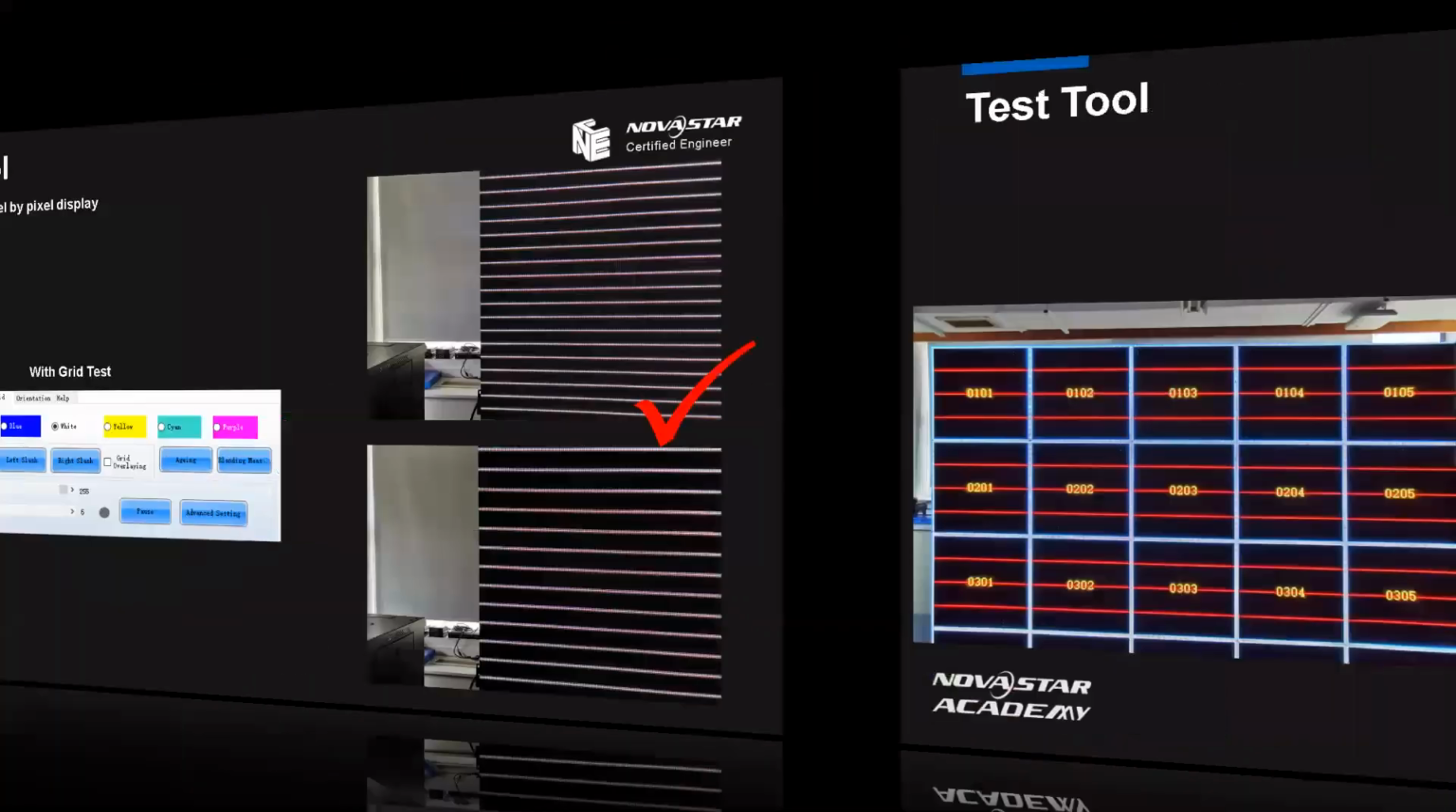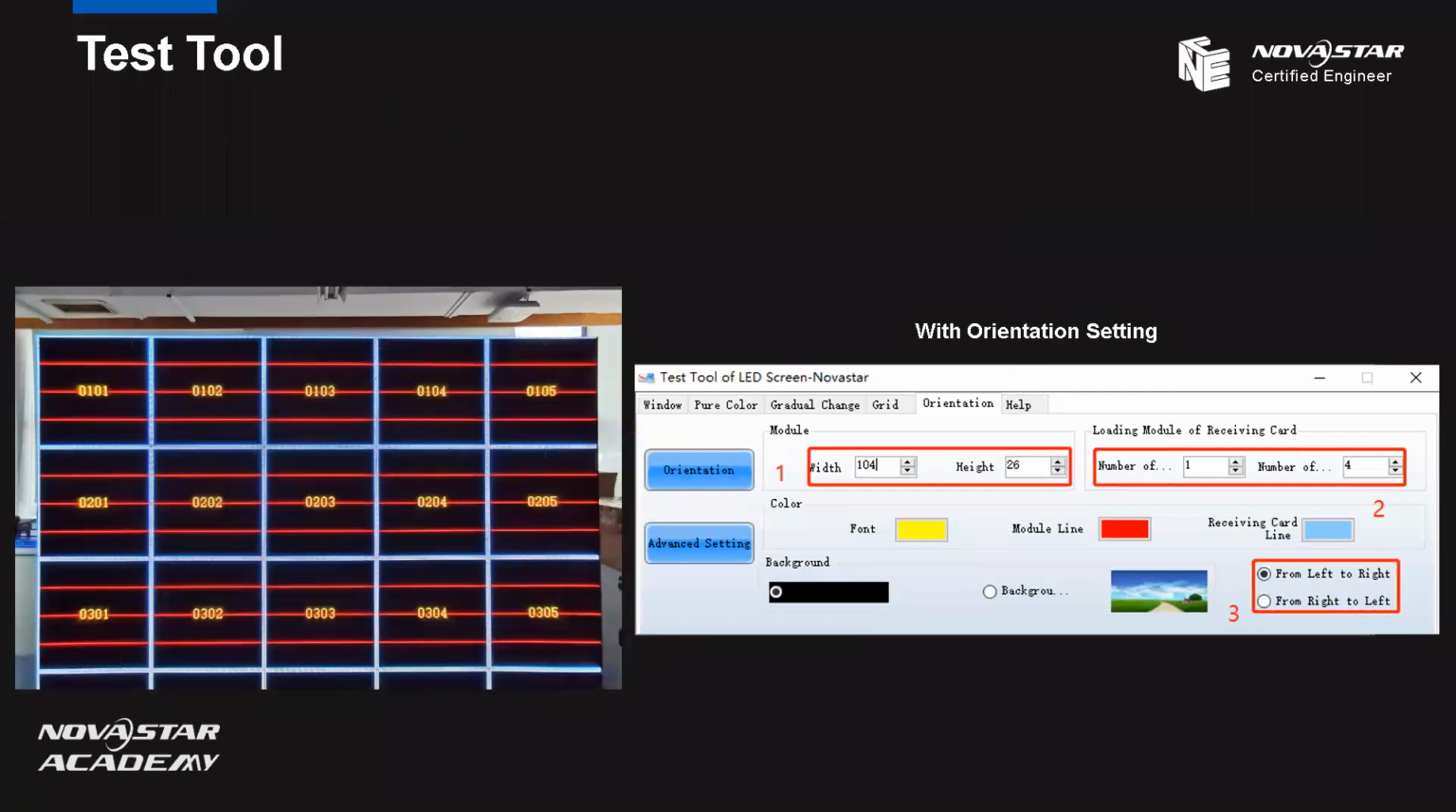And the last very useful feature is orientation. The orientation is used to quickly find out where the problem cabinet or the problem module is. For the orientation, you just need to type in the module size. And the second step is to type in how many rows and columns of modules are driven by each receiving card. And with one click orientation, your screen will be displayed like the left picture shows.